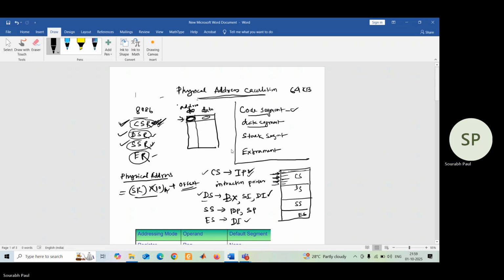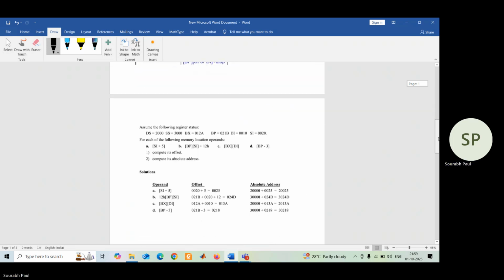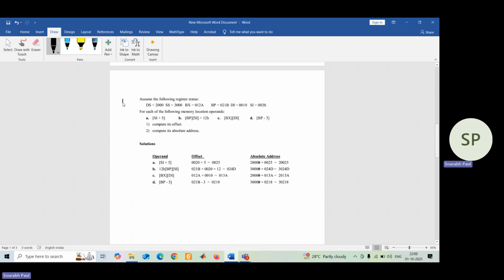Now we'll see some examples to understand these things in a better way. So let's see this example. This is example 1. Assume the register values for data segment, stack segment, BX, BP, DI, and SI are given. For each of the following memory location operands, four problems are given to us, and you have to find out the offset value as well as the absolute address or physical address.